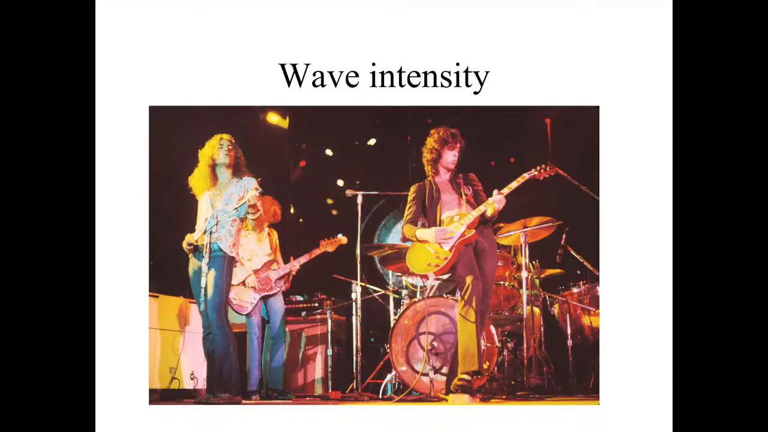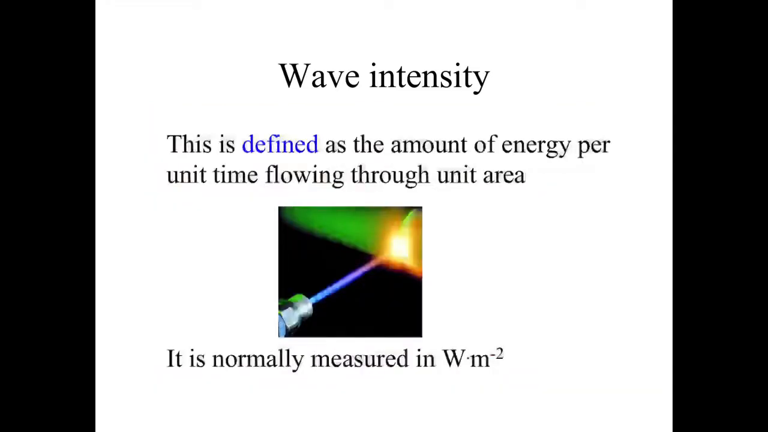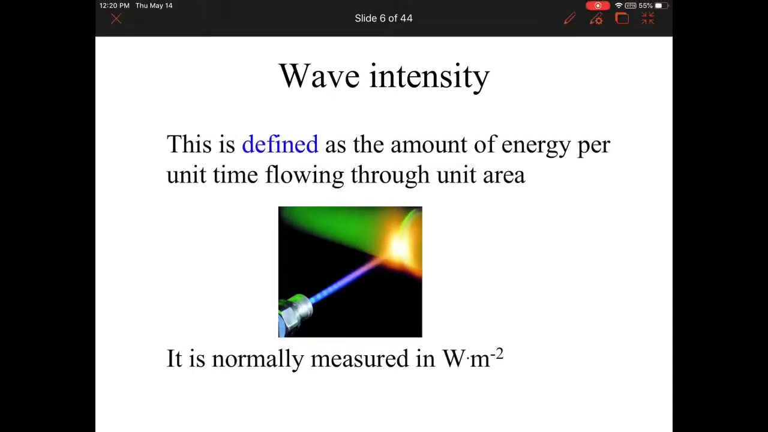Wave intensity. This is defined as the amount of energy per unit time flowing through an area. Now that sounds complicated, but it's not that bad actually, because we already know what this means. Energy per unit time is something that we are already quite familiar with. Energy per unit time, that is a watt. So we're actually going to be using the unit of power. Energy per unit time is power.